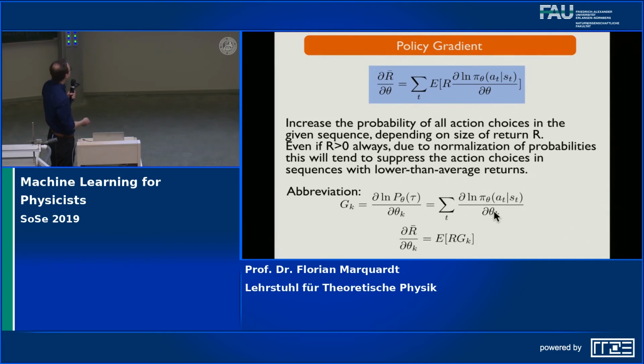And so then I can express all of what I wrote above as simply the expectation value of my trajectory dependent return, with this trajectory dependent gradient. It's just another way to write it, but it's very useful for us. Okay, maybe I should stop at this point and again ask, are there questions here?